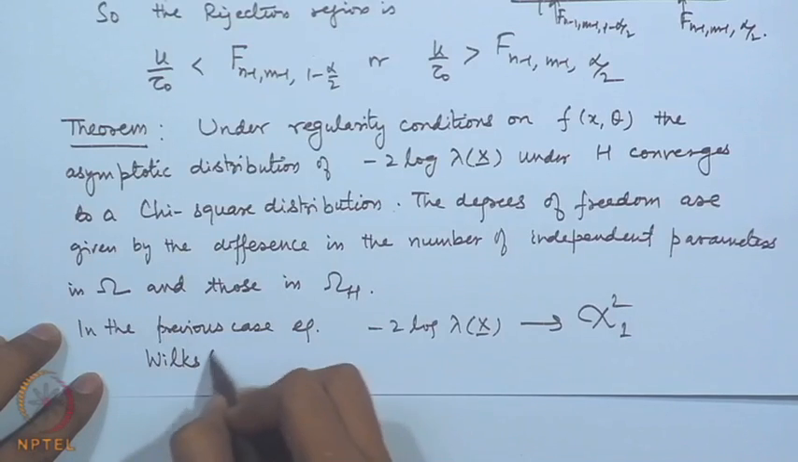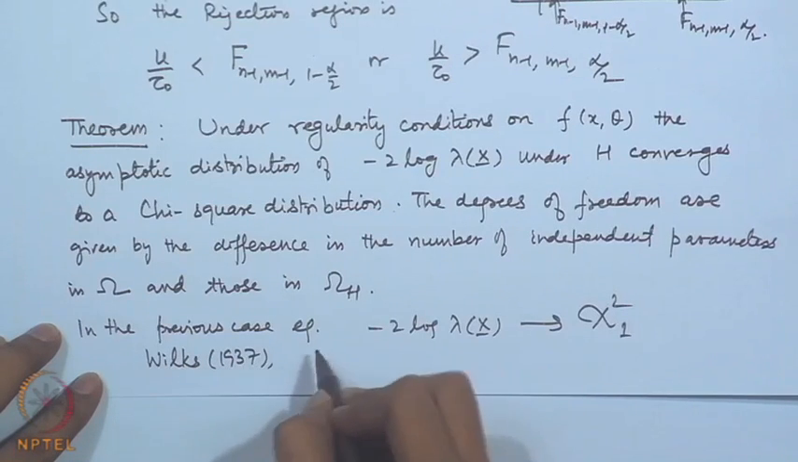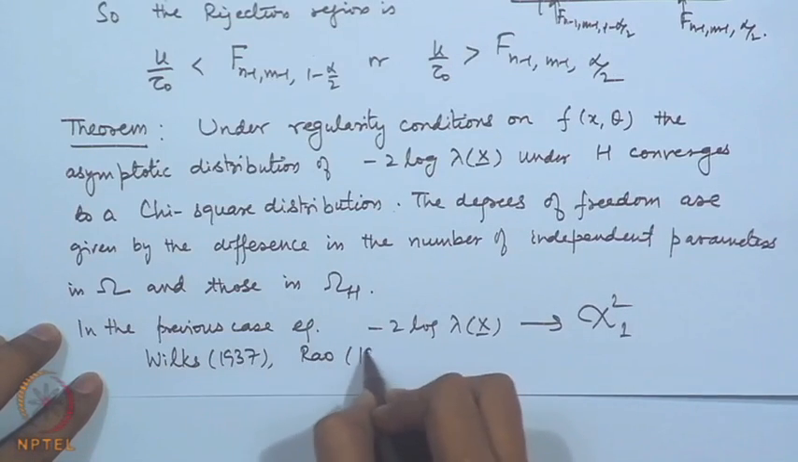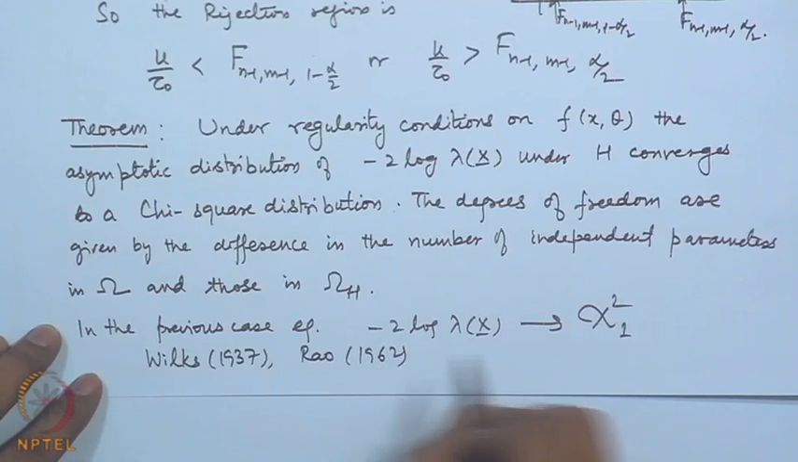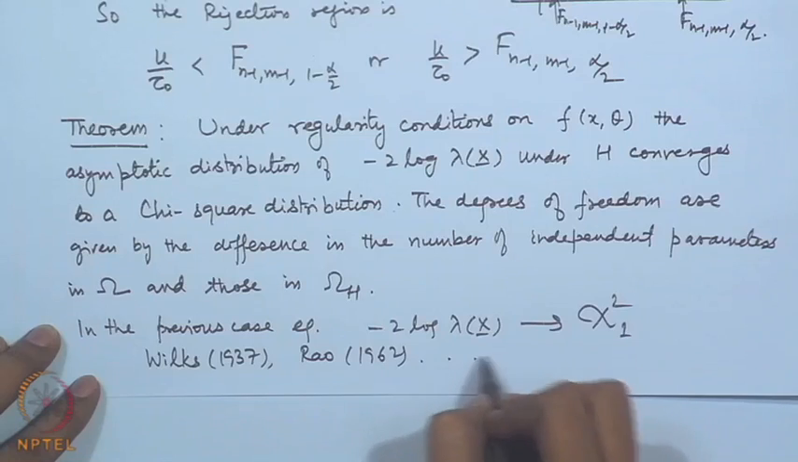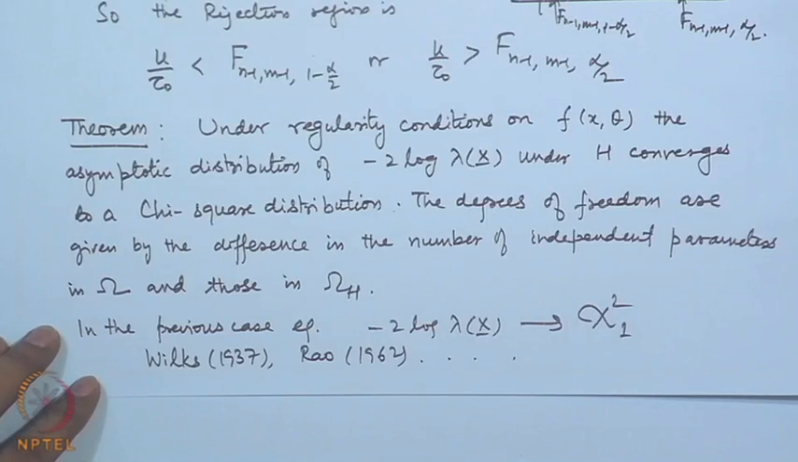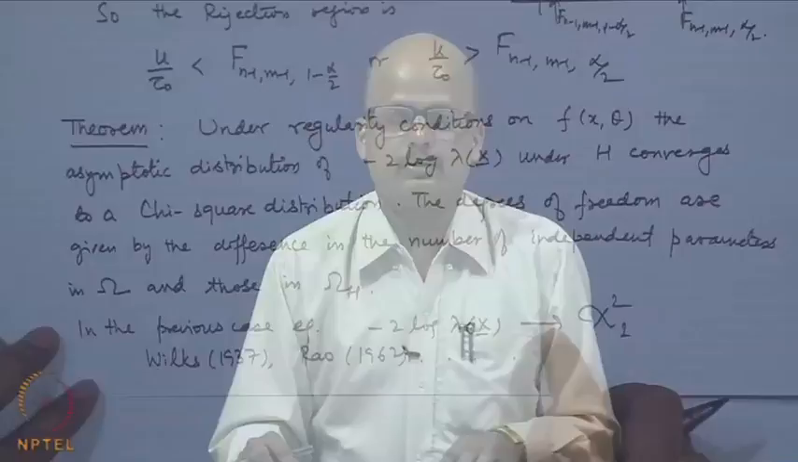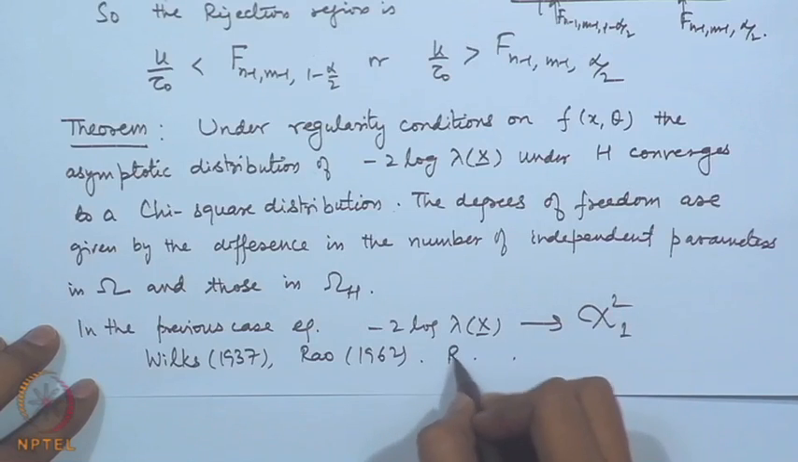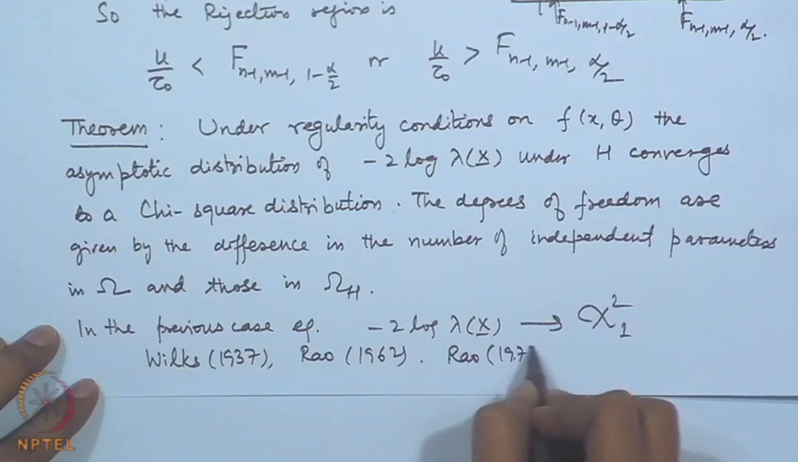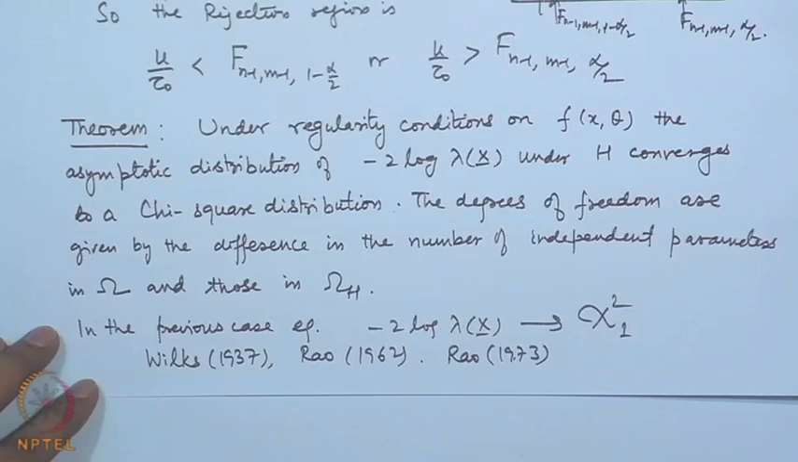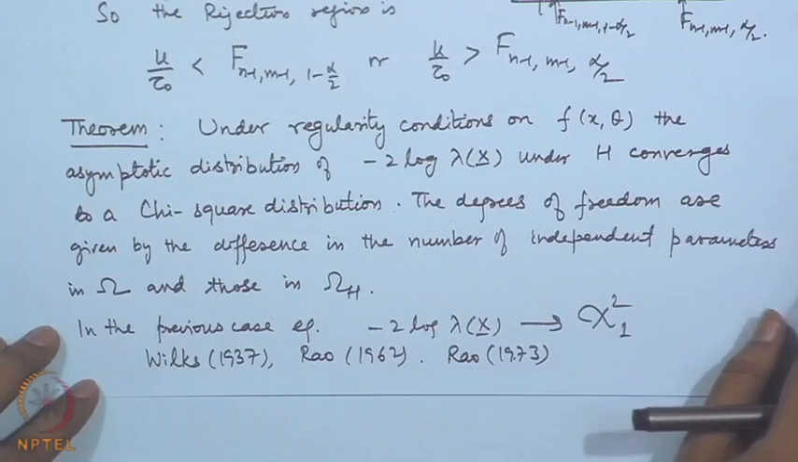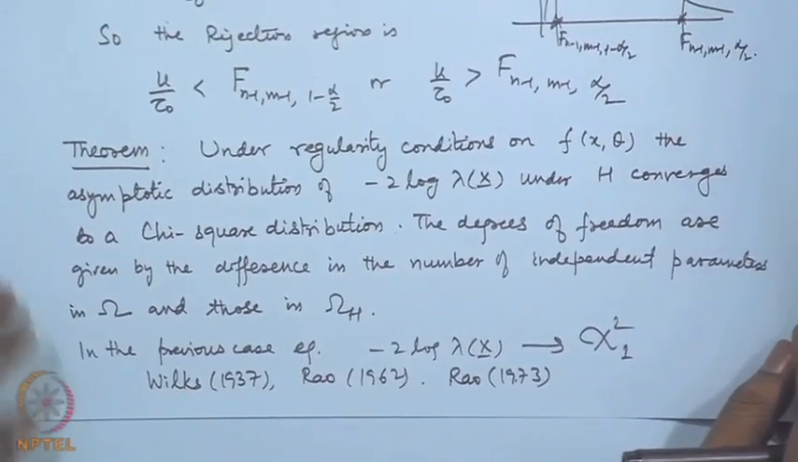More results about these things were proved by Wilks in 1937. Rao has looked at the asymptotic convergence, the rate of convergence of this, and there are many other authors who have considered the limiting distributions. The book of Rao in 1973, Linear Statistical Inference, discusses in detail the asymptotic properties of the likelihood function.